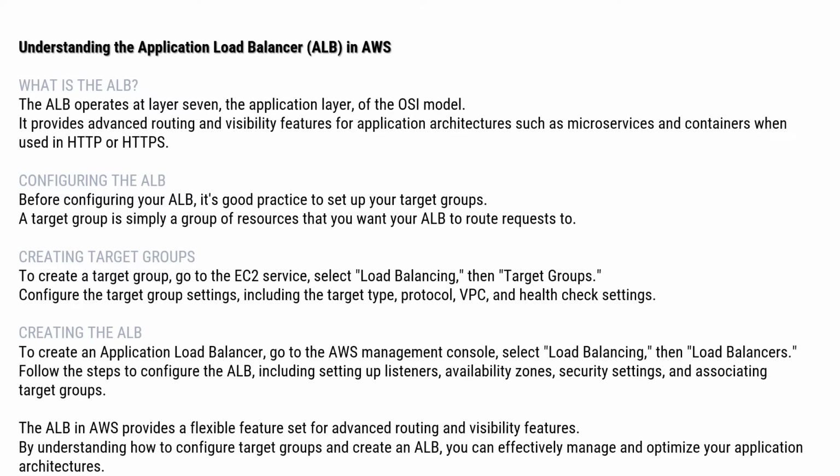The ALB in AWS provides a flexible feature set for advanced routing and visibility features. So by understanding how to configure target groups and create an ALB, you can effectively manage and optimize your application architectures.